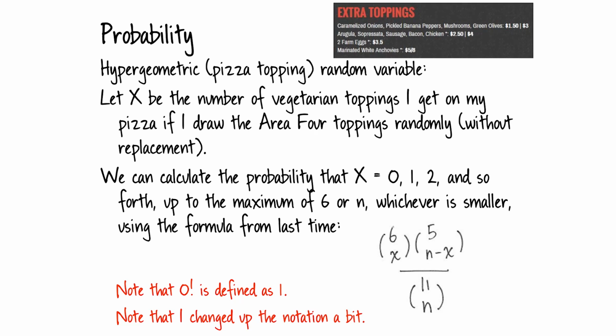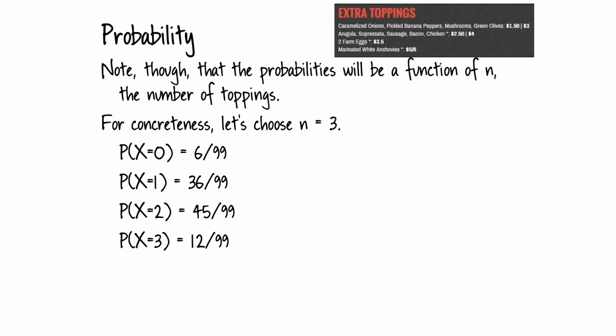And then the other thing I want to note that I forgot to note last time is that 0 factorial is defined as 1. So when we're using this formula and we're plugging in x equals 0, it's no problem. Okay? Okay, so I go ahead and do that for all of the possible values of x. Of course, they're going to be functions of n in general, but for concreteness, let me choose a particular n. So we'll choose n equals 3. So we've got the probability that x is equal to 0, when n is 3, is equal to 6 over 99. And then so forth. 36 over 99 for x equals 1, and on. Okay?